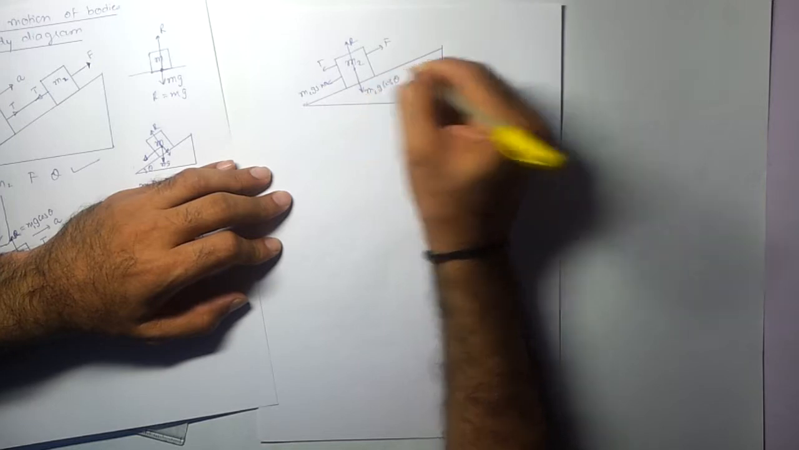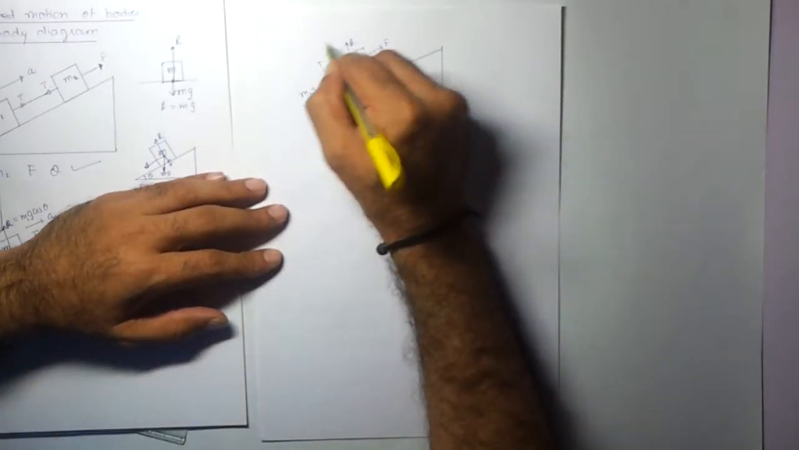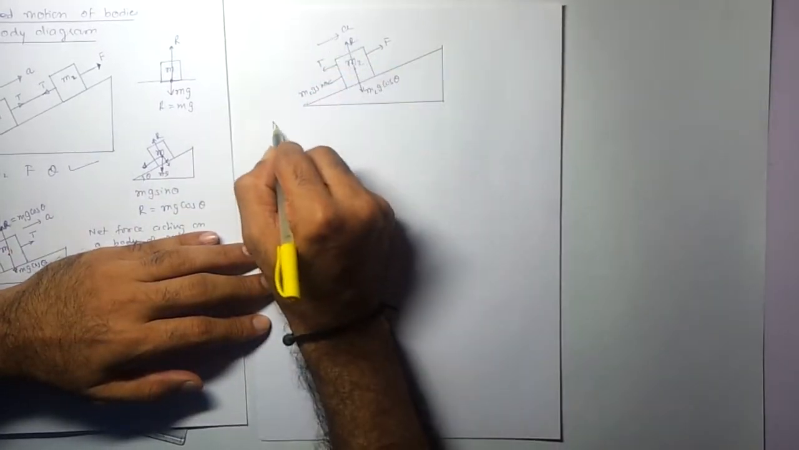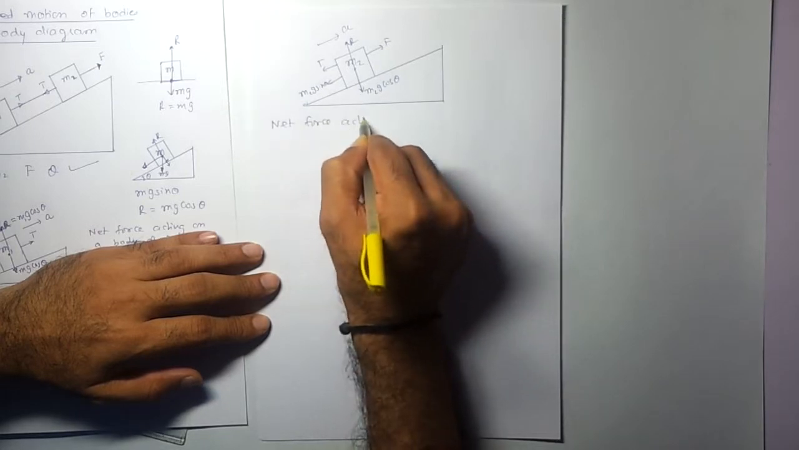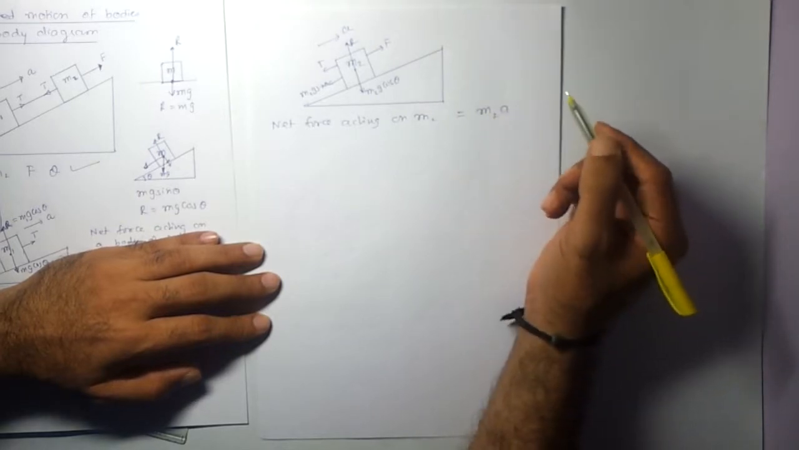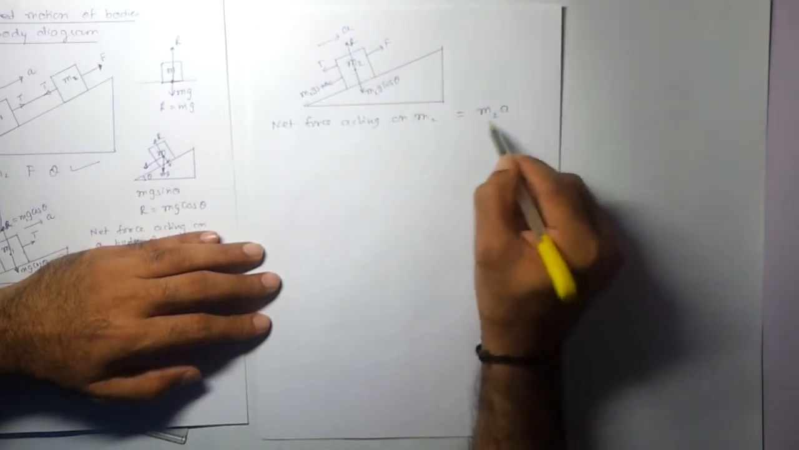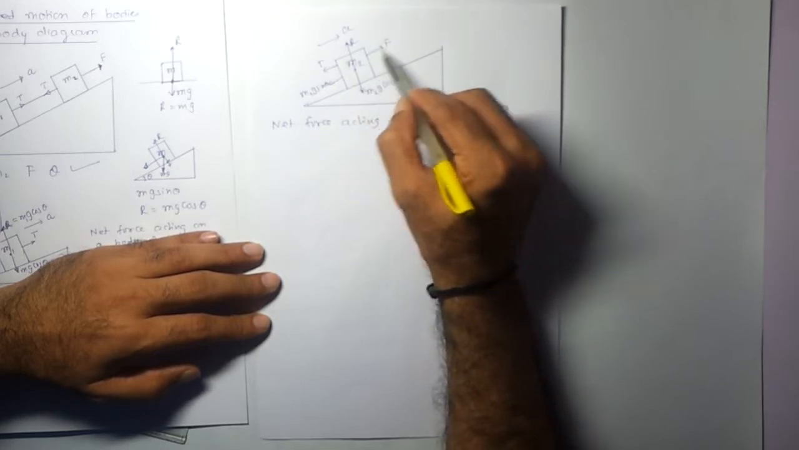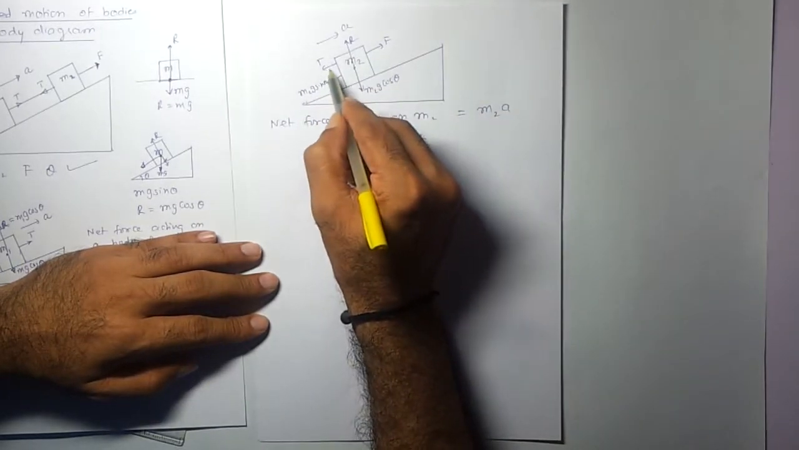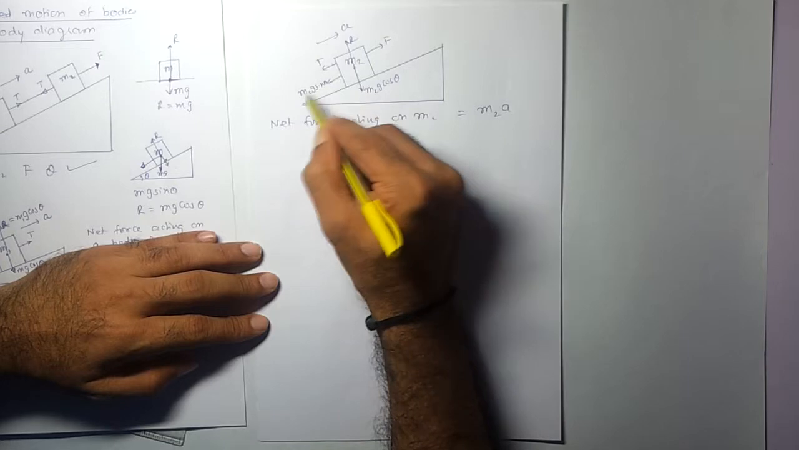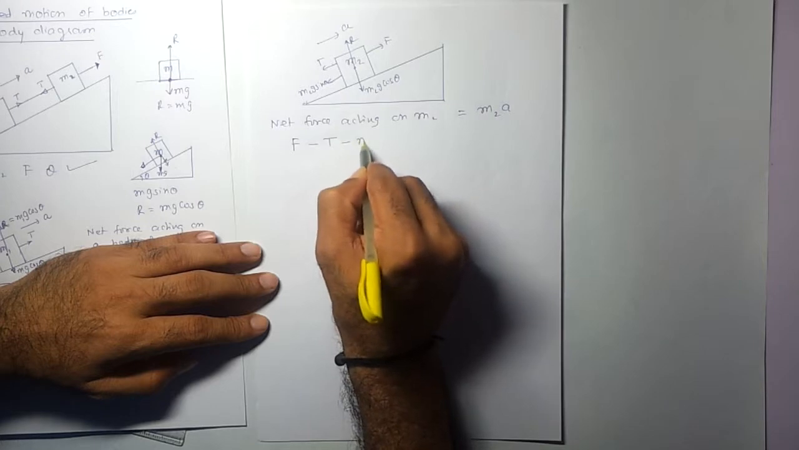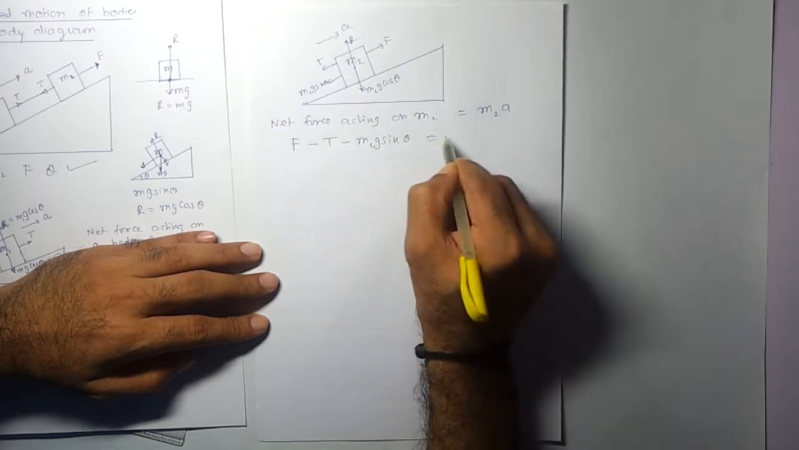And we know that m2 is going up with acceleration here. So again, net force acting on m2 will be equal to m2a. Which are the forces acting in the direction of motion? F, T, and m2g sin theta. Force F is responsible for taking it in the upward direction, and T and m2g sin theta are opposing that motion. So the net force acting on m2 will be F minus T minus m2g sin theta is equal to m2a.